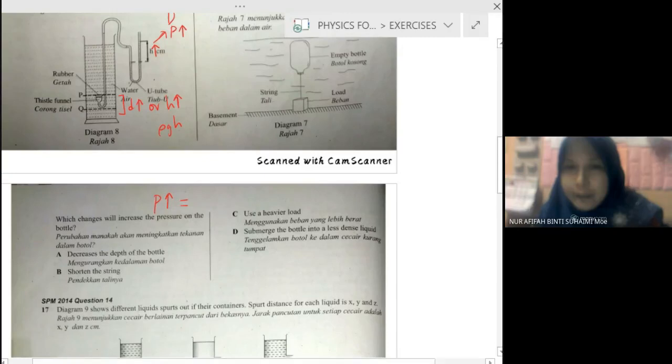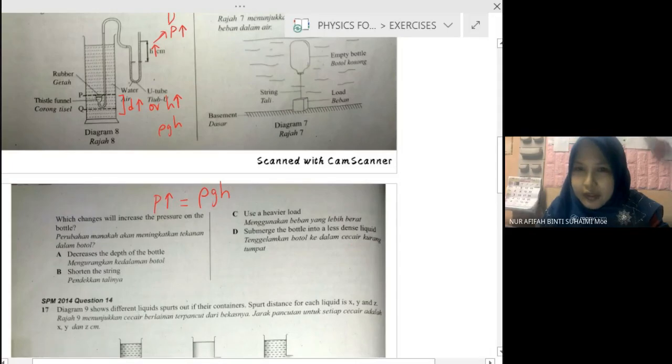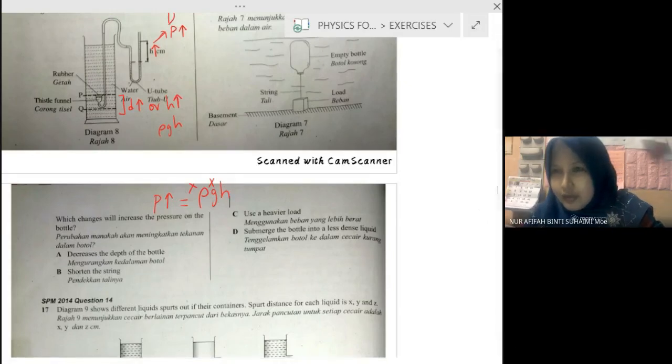We know that P equals rho gh. Which factor can we change according to the diagram above? Density. Can we change the density of water? Cannot. Right. Next, can we change the gravitational acceleration? Also cannot. So now on the left, the depth, height. How to change the height? How to change the height? B. Yes, the answer is B.